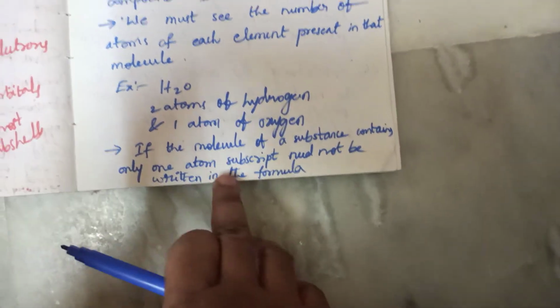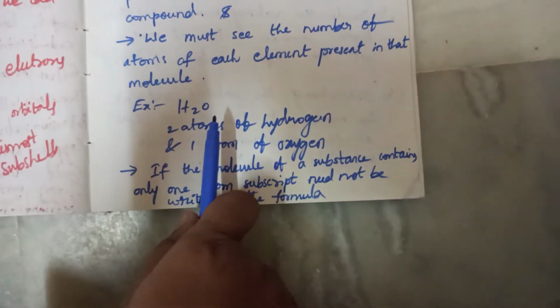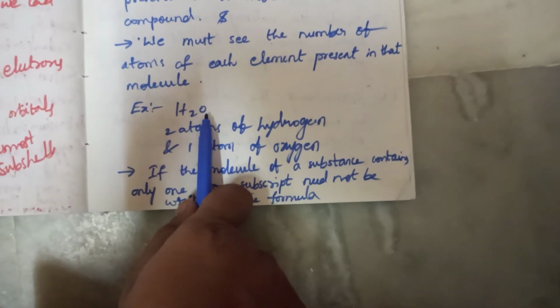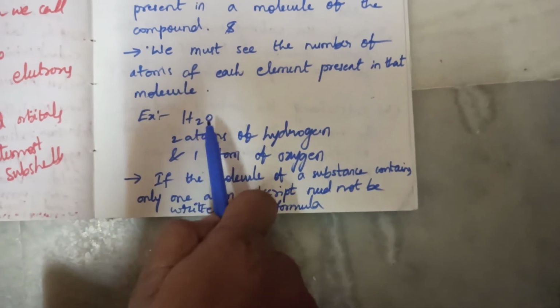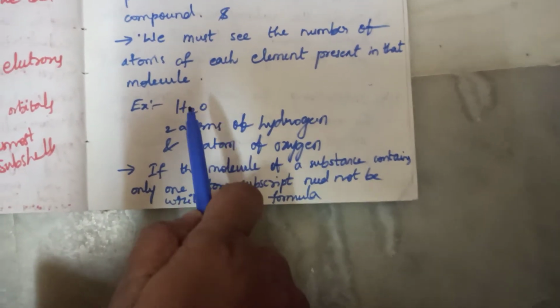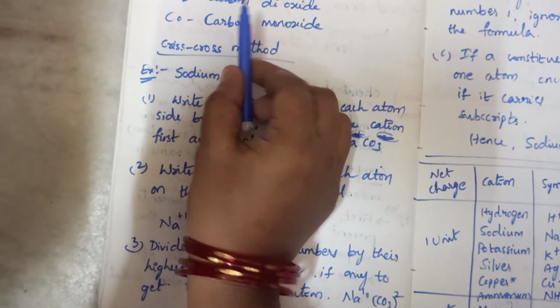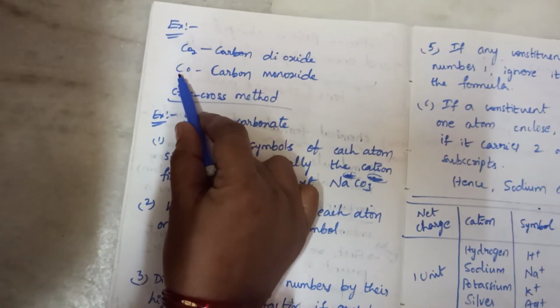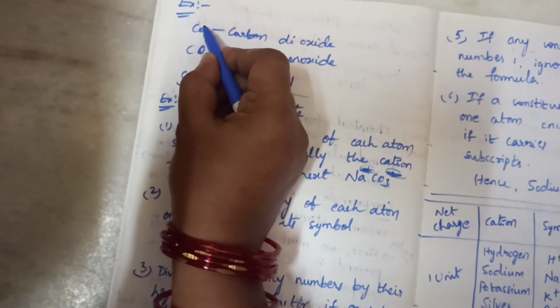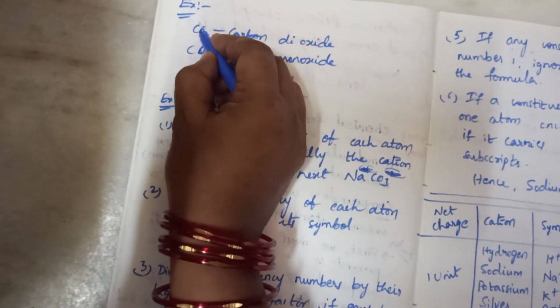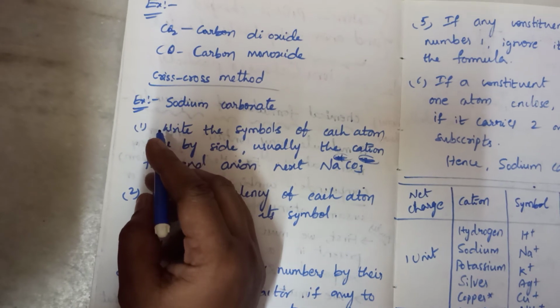And the third rule is, if the molecule of a substance contains only one atom, we can neglect it. There is no need to put it as a subscript. For two atoms or more, we should mention the number. Coming to carbon monoxide and carbon dioxide, this is the chemical formula of the molecule carbon monoxide, and this is carbon dioxide.